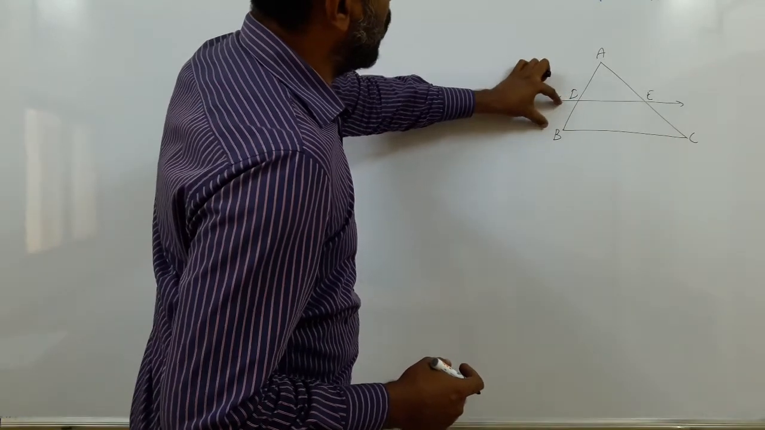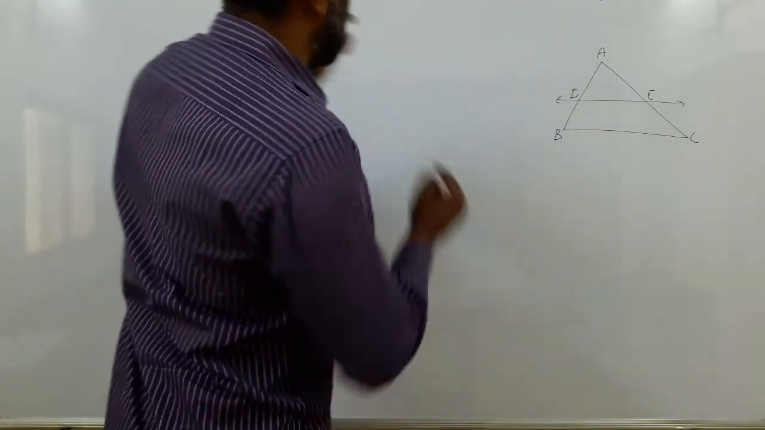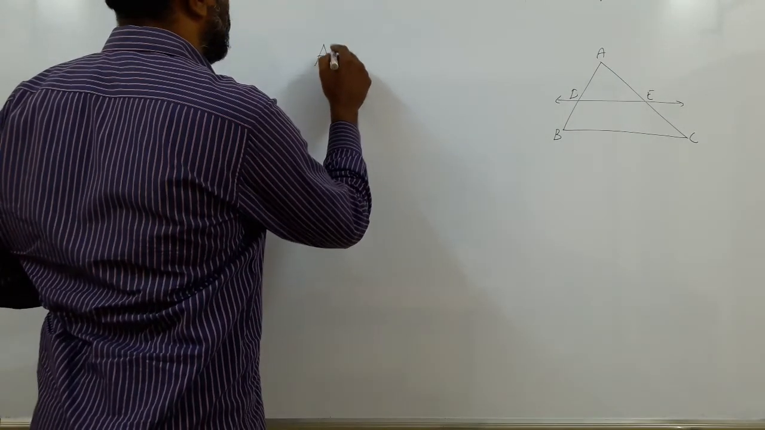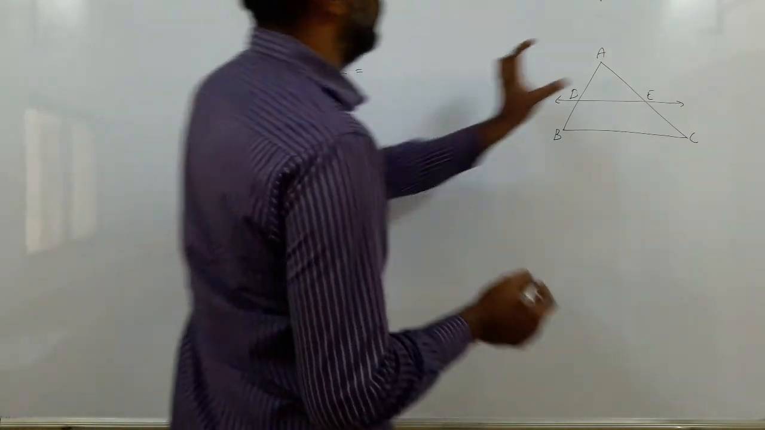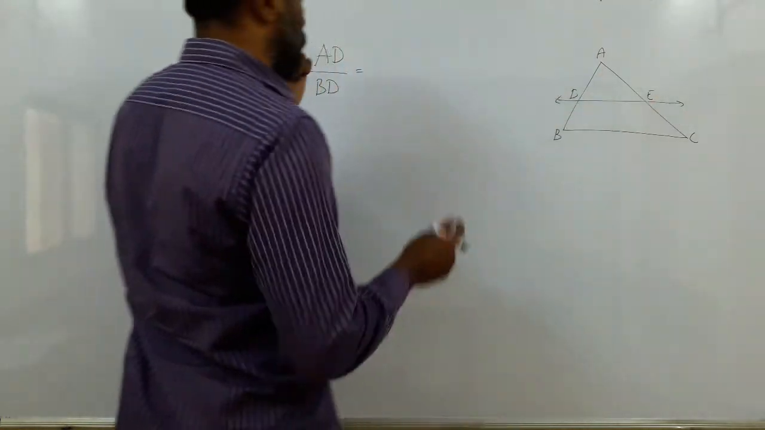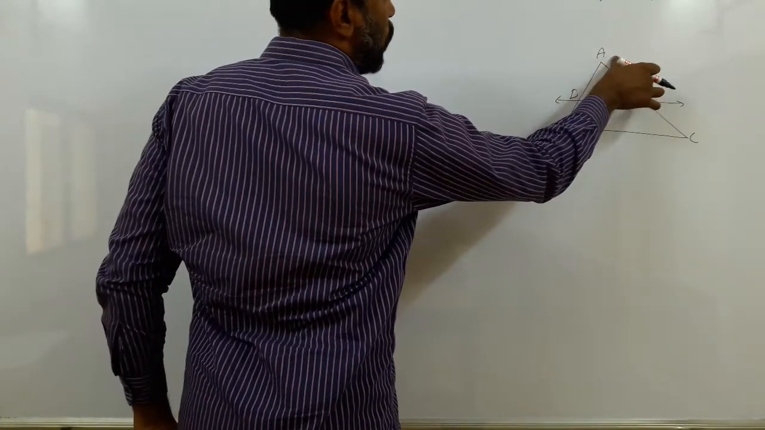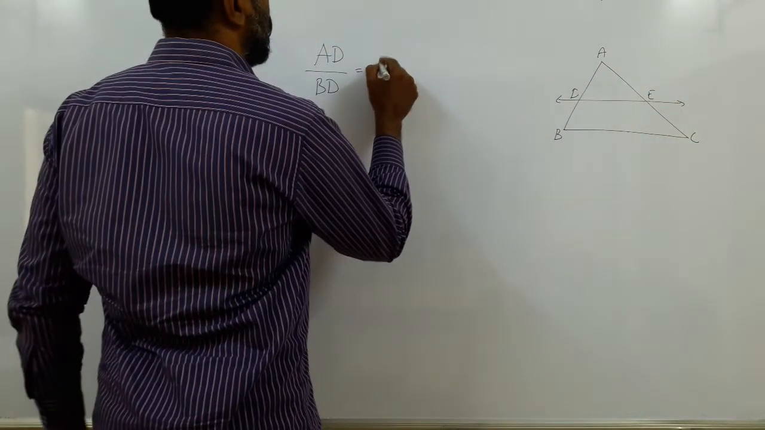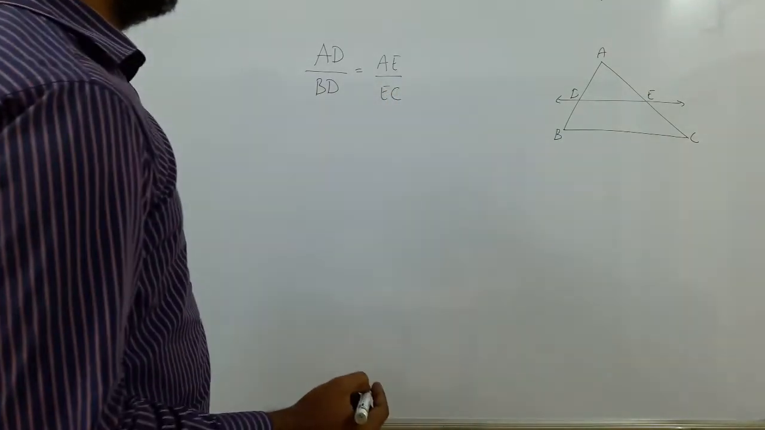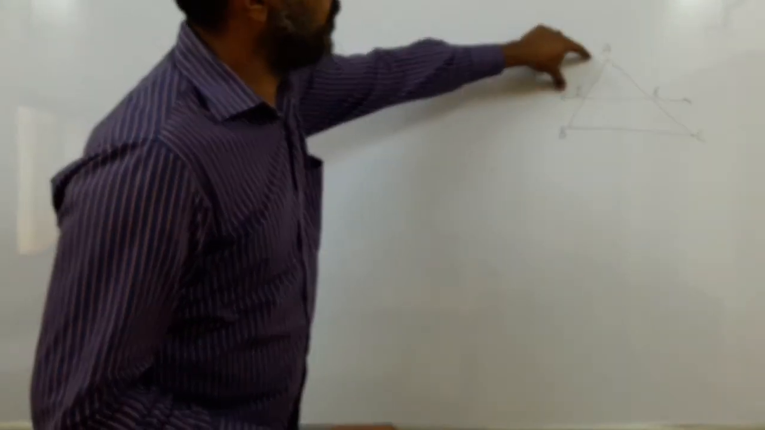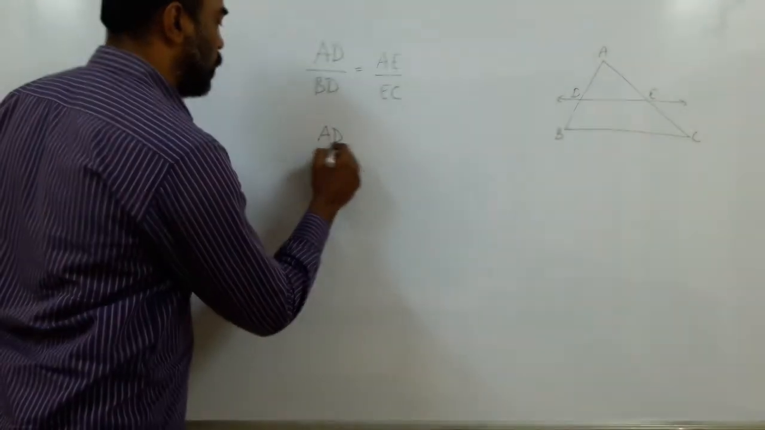Part upon part. See, AD is a part and BD is a part. So part upon part, AD upon BD is equal to part upon part. See which part you have taken. The top part upon the bottom part, so it's AE upon EC. This is one way to write it. Now top part upon the whole. So AD upon AB.